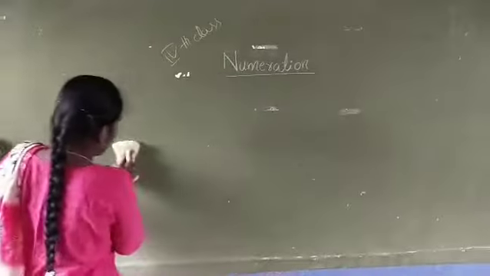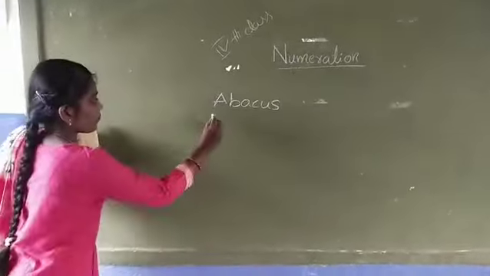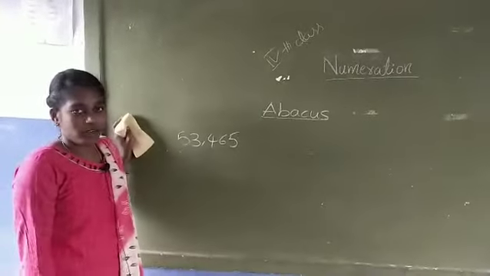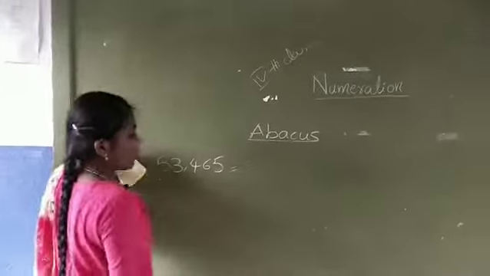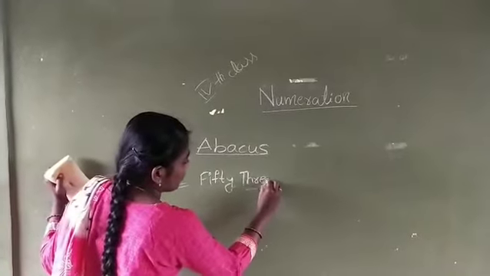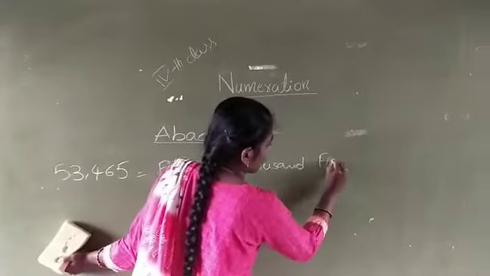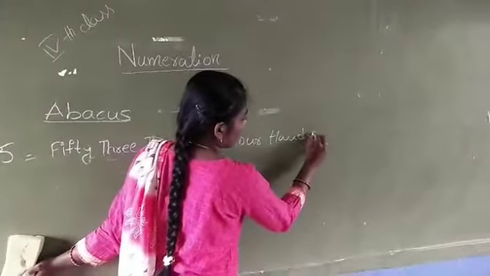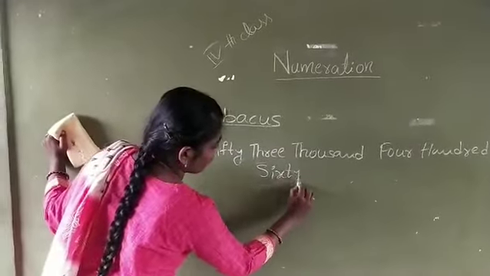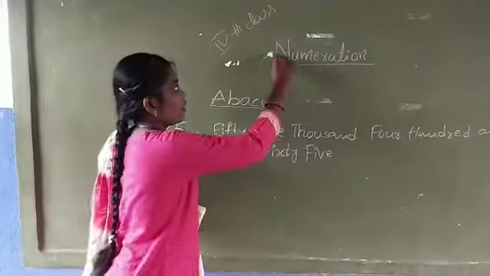Let us discuss numbers placed on an abacus. Here I am taking the number 53,465. First, you have to write this in words form. Writing a number in words form is called numeration.